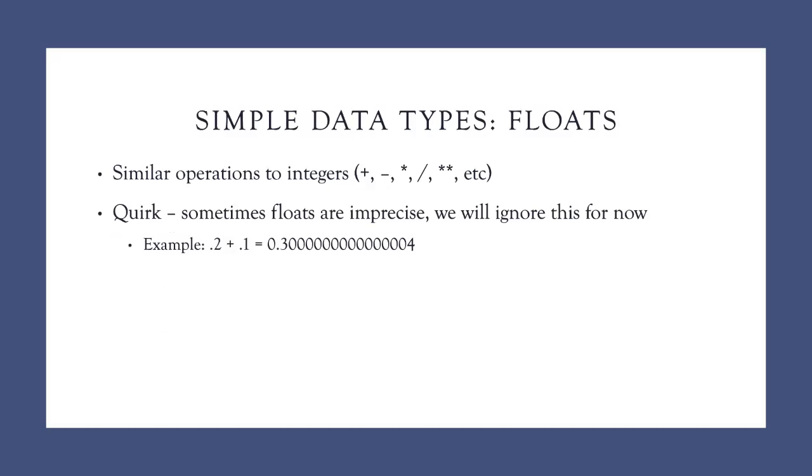Floats, very similar operations to integers, so all the same things as far as arithmetic, addition, subtraction, multiplication, etc. But something to be aware of is that sometimes floats are imprecise. And for our purposes, we're just going to ignore this. So an example would be 0.2 plus 0.1 is equal to 0.3000 repeated all the way to 4, right? We're just going to ignore this for right now. Just realize that if you see something like this, it doesn't mean you necessarily did something wrong.